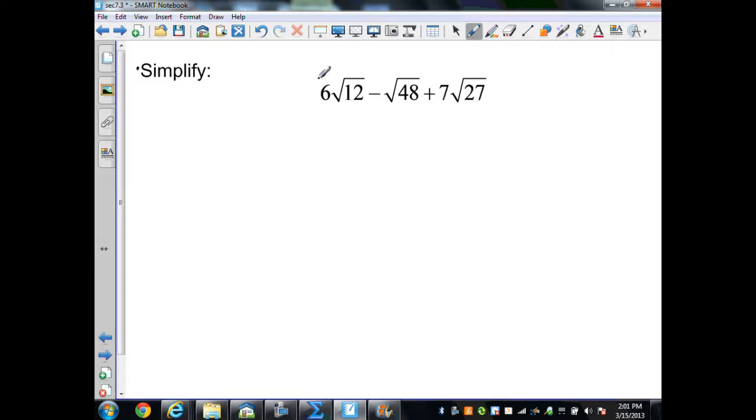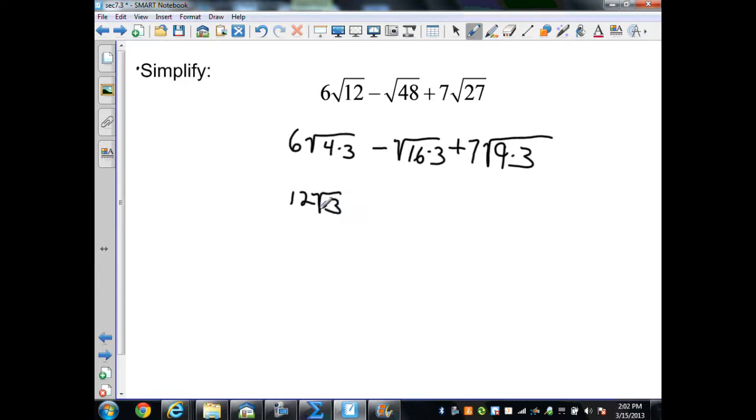In this example, I'm going to follow the same procedures as before. Simplify each radical. Bring down my 6. Square root of 4 times 3 minus square root of 16 times 3 plus 7 square roots of 9 times 3. The square root of 4 is 2. 2 times 6 is 12 square roots of 3 minus the square root of 16, which is 4, square roots of 3 plus the square root of 9, which is 3. 3 times 7 is 21 square roots of 3.